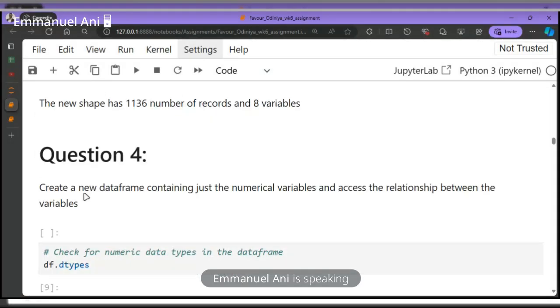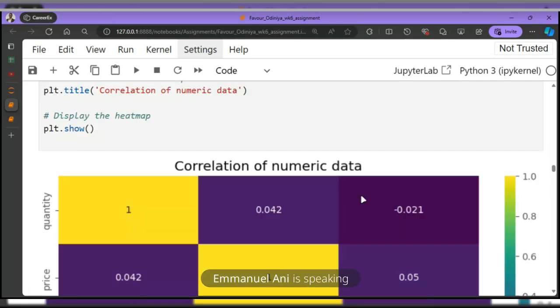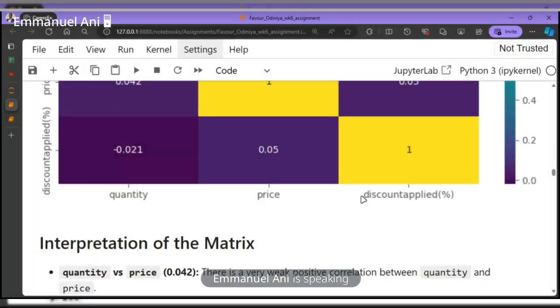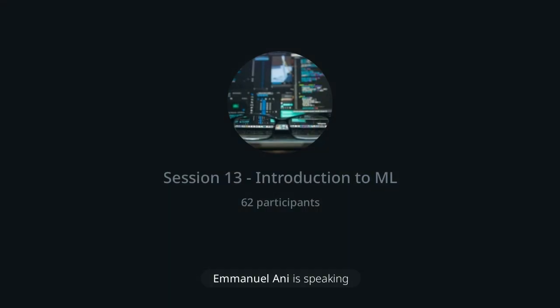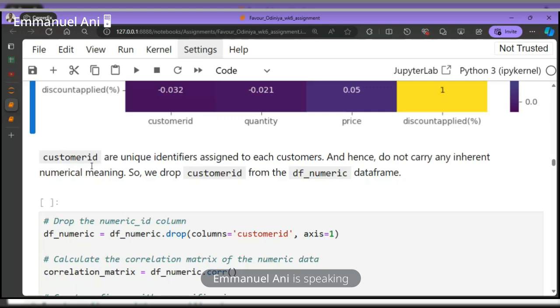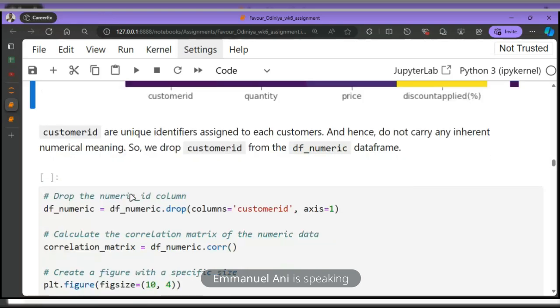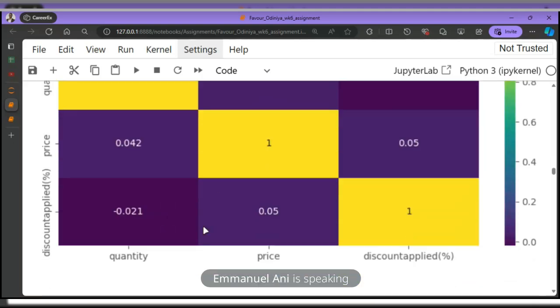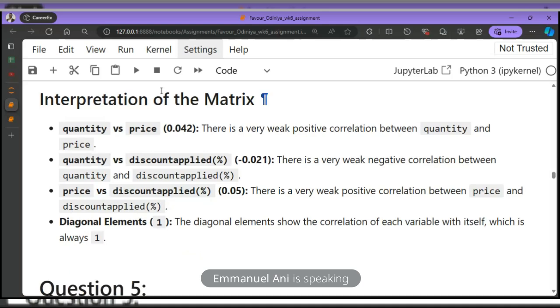Create a new data frame and assess relationship. Okay. So we've done that already. All right, we've done that. Okay, customer ID is not supposed to be here. Actually, I think this person removed it in this new correlation matrix. Okay, that's nice. Wow, this is very, very nice.